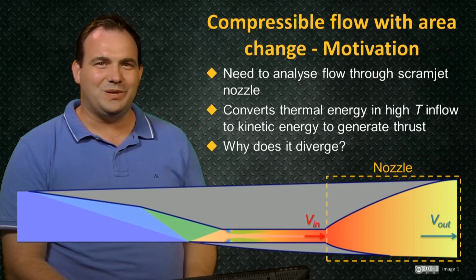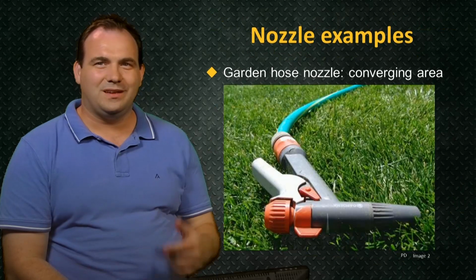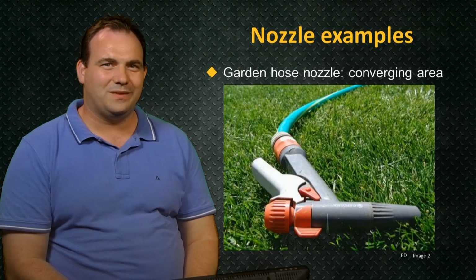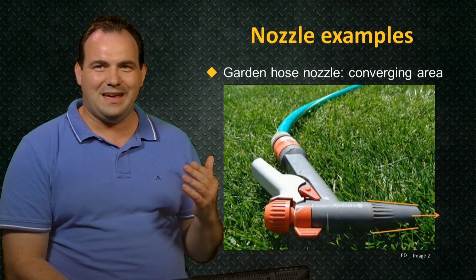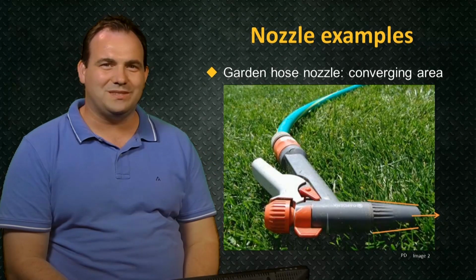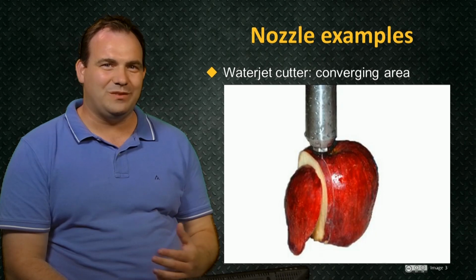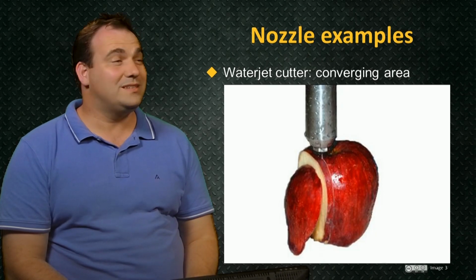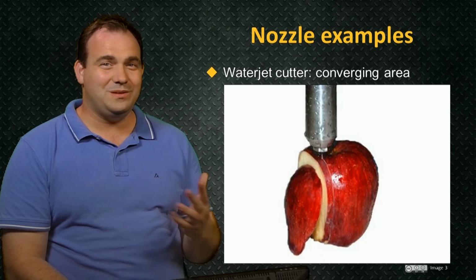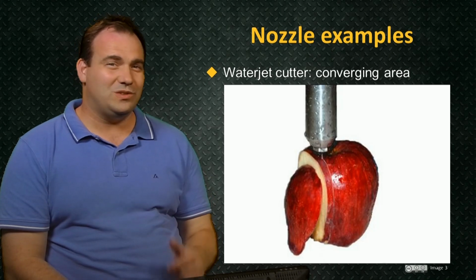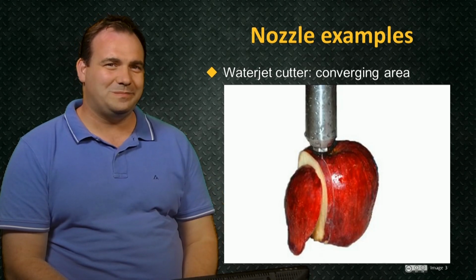The same effect can be achieved more precisely using a nozzle such as this one, where we can see that the area is tapering in towards the exit. An extreme example of generating a high-speed flow with a converging nozzle is this water jet, which is being used here to slice an apple, but could also be used to cut rock or metal.